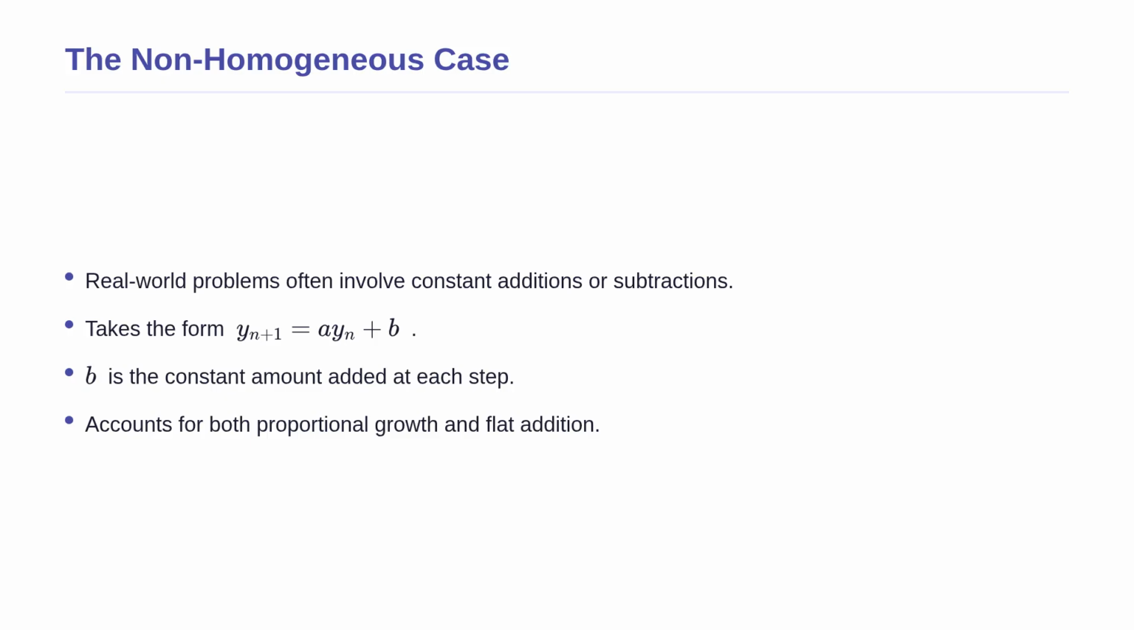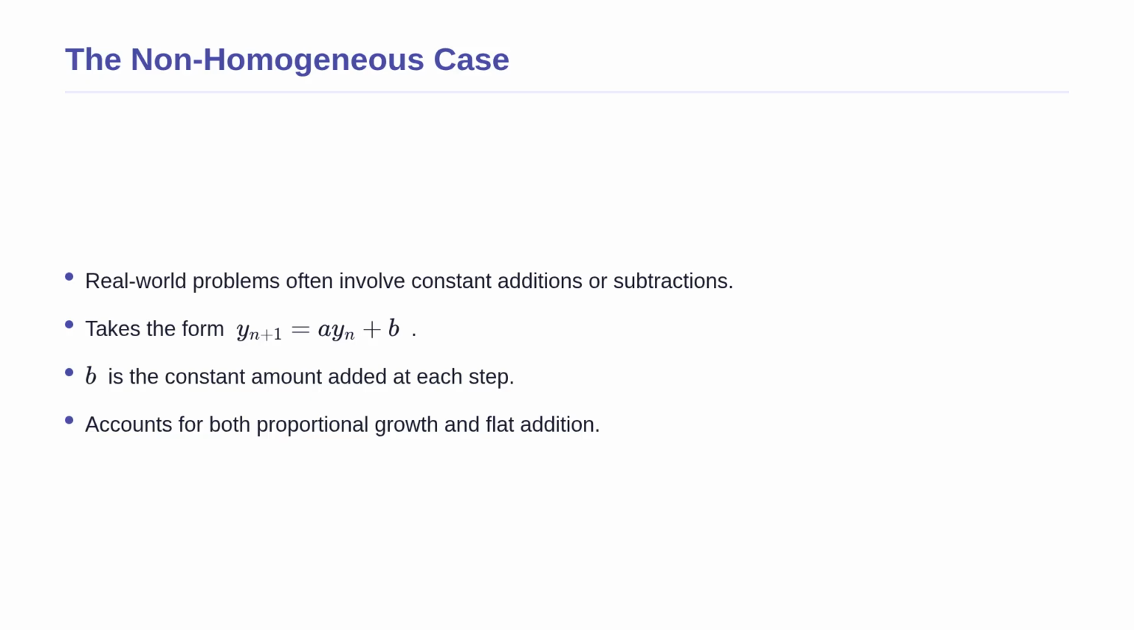Now that we understand this simple case, we must recognize that real-world problems are rarely that simple. Often, there is a constant addition or subtraction happening at every step. Think about depositing a fixed amount of money into a bank account every month, on top of the interest you earn. This is called a non-homogeneous difference equation.